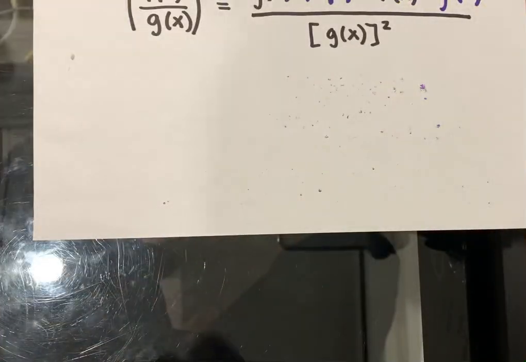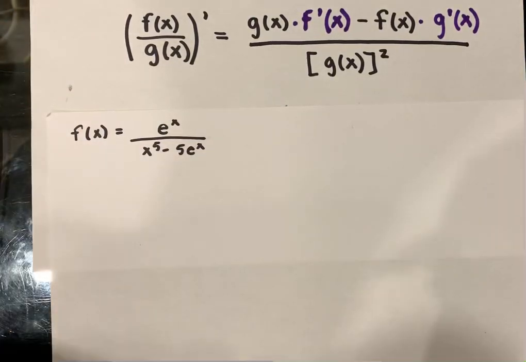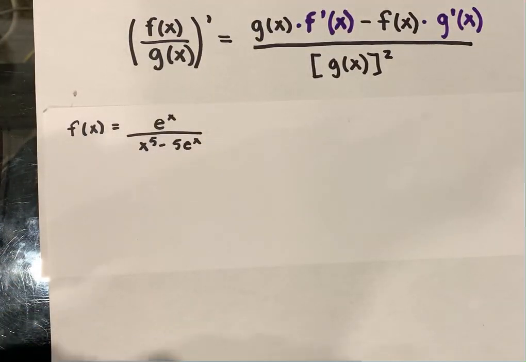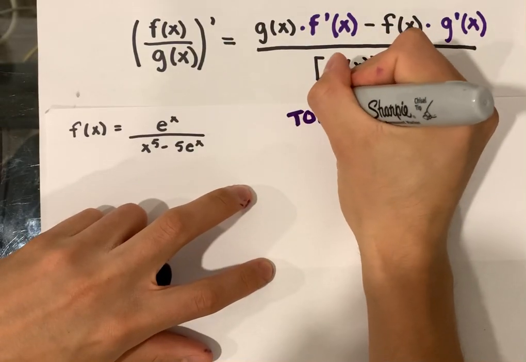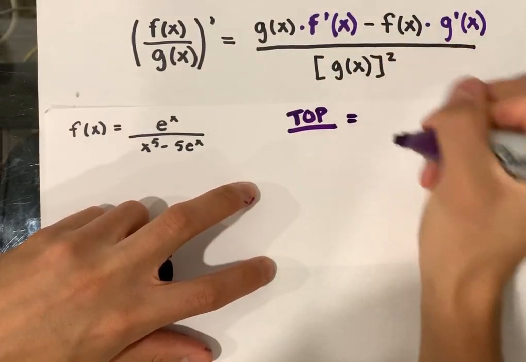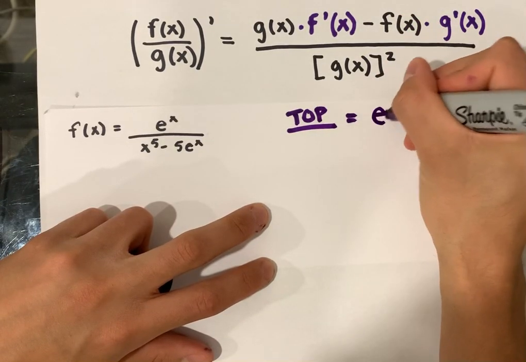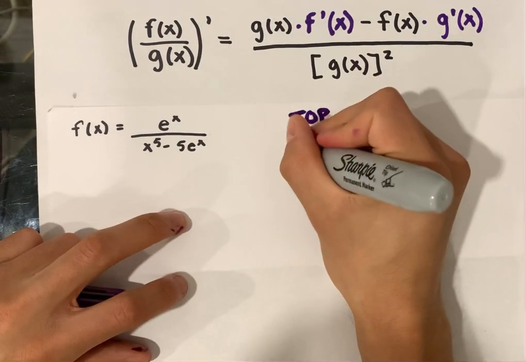And let's do one more example. This example involves the exponential function. So let's do it the same way we did the other one. And let's find the derivative of the top function first. And the top function is e to the x, and we know that the derivative of e to the x is e to the x. Now, the bottom function.